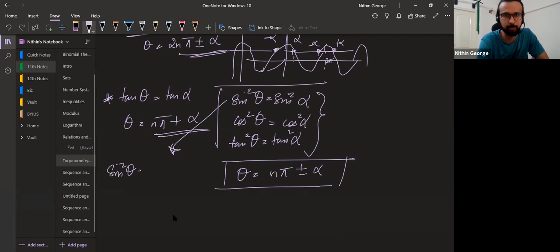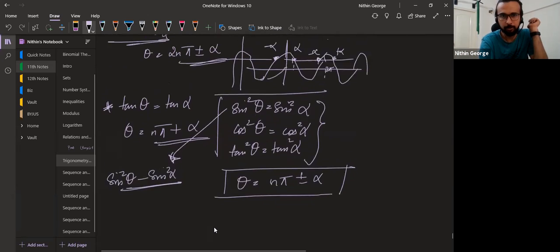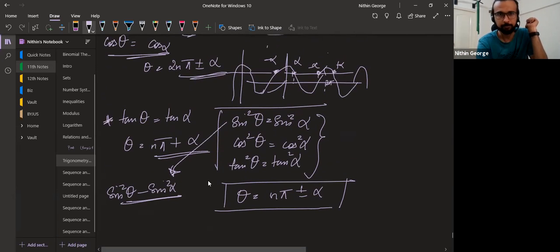So what is sine square theta minus sine square alpha? This is your clue. From here you proceed. For lack of time, we'll just leave it at that. You use the sum of angle and difference of angle to get to the answer. Then you'll be equating both to 0. Either of these can be 0. So that's why you get two options here.